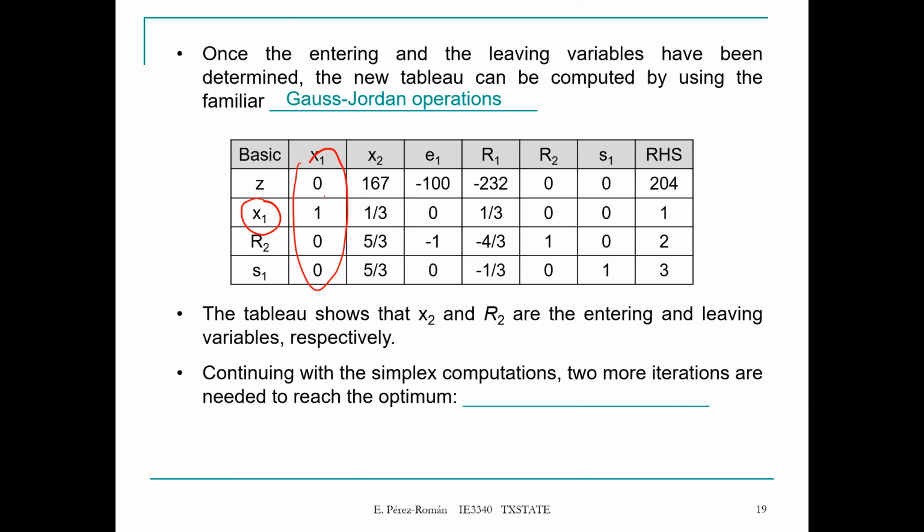So if you look at row 0, after completing this iteration, we still have a positive coefficient for x2. So that means that x2 can enter the basic variables. And we can perform the minimum ratio test to identify the variable that is leaving. So the tableau shows that x2 and r2 are entering and leaving. So let's double check that. So we are going to perform the minimum ratio test looking at this and the right hand side.